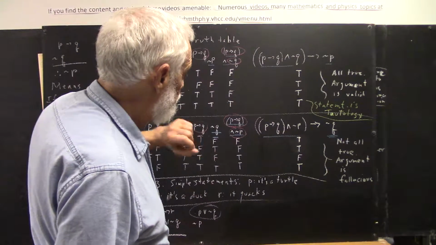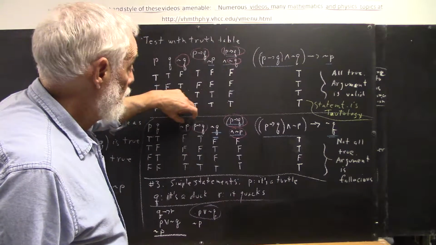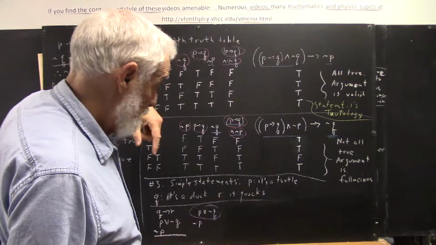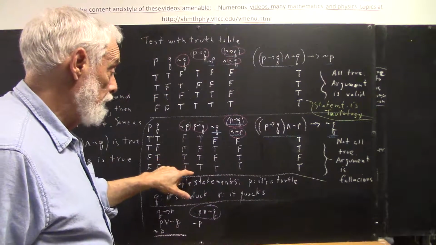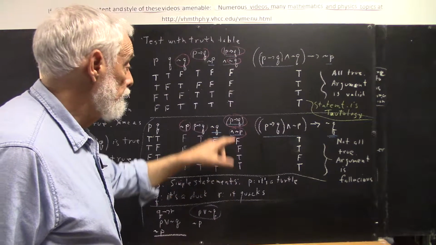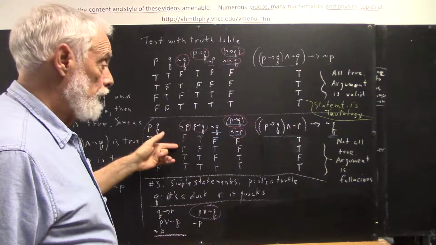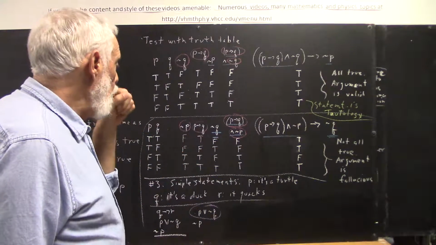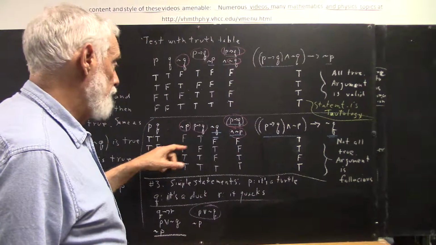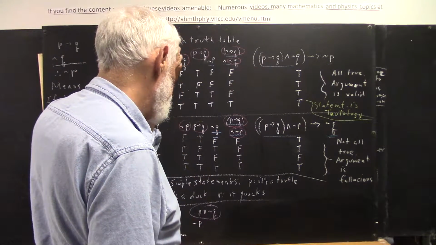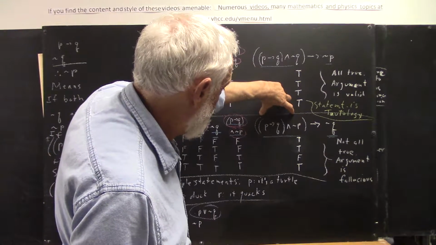Now to evaluate this, we look at the if P then Q column and the not P column. In order to make this conjunction true, both of these statements have to be true. Well, that happens here as well as here. So we have two cases where this conjunction is true, and then we have two cases where it's false, because in this case the not P is false, making the conjunction false. In this case neither is true, making the conjunction false.